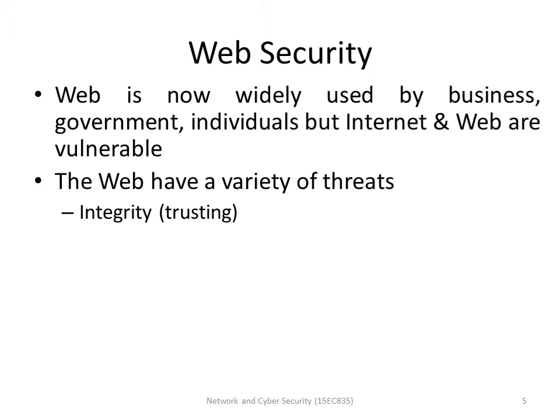Which are the threats? One is integrity, meaning trust. When I communicate something to another person, I need to trust that the person is the same person with whom I want to communicate. Next is confidentiality. Whatever message I am sending to the client from the server remains confidential, and nobody is going to know what the message is other than the sender and the receiver.